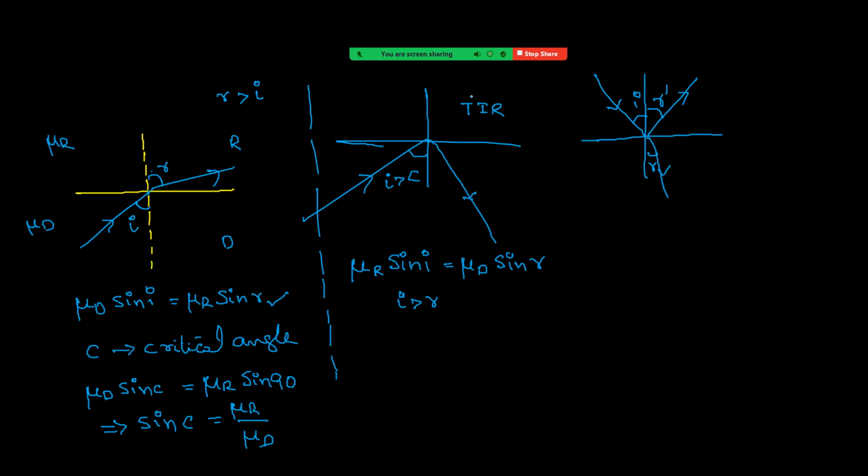So to have this, two conditions must be satisfied. First, light must travel from denser to rarer medium. Second, the angle of incidence should be greater than the critical angle.